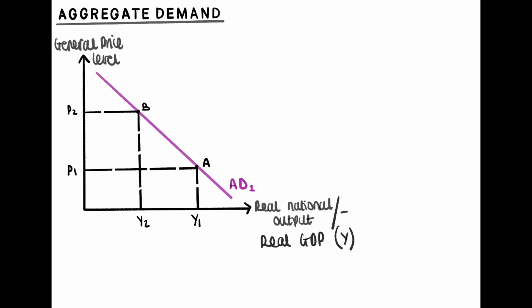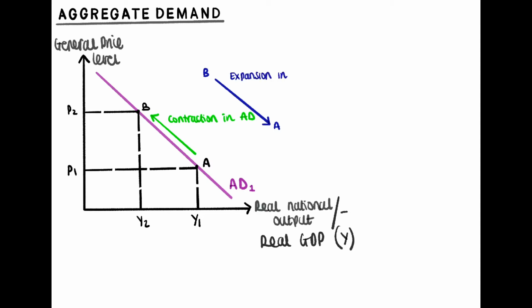Now imagine we start at point A and there is an increase in the general price level to point P2. As a result, we have a movement along the AD curve and there is a contraction in aggregate demand. In other words, there is a fall in real GDP or real national output. If we were to move from point B to point A, there would be an expansion in aggregate demand and an increase in real national output and real GDP.